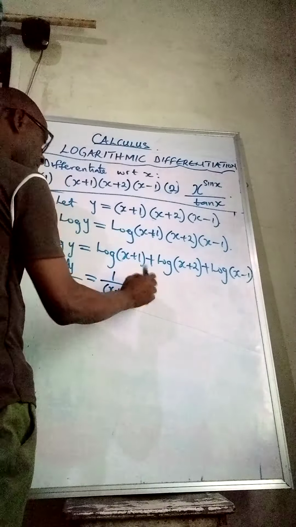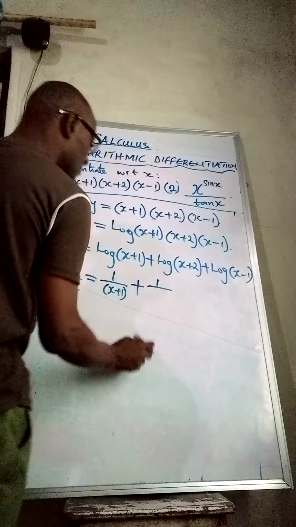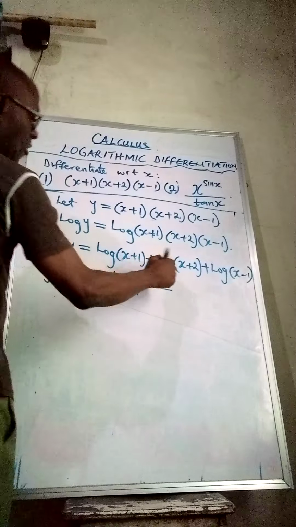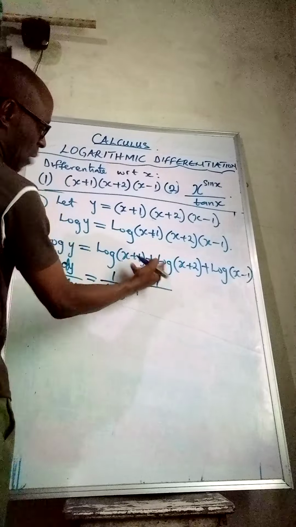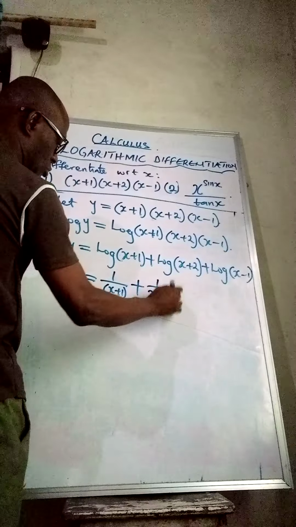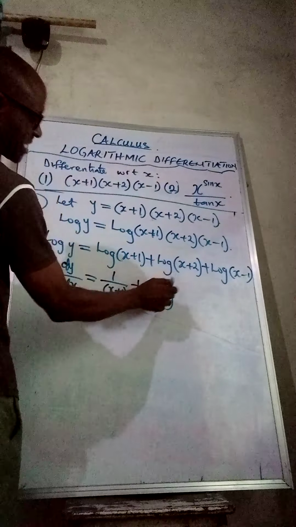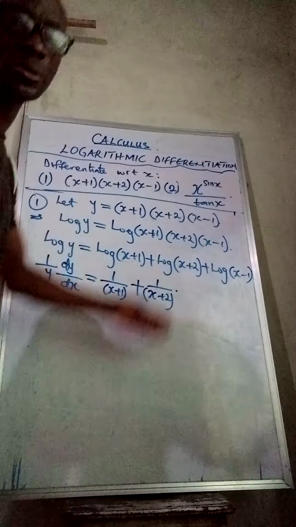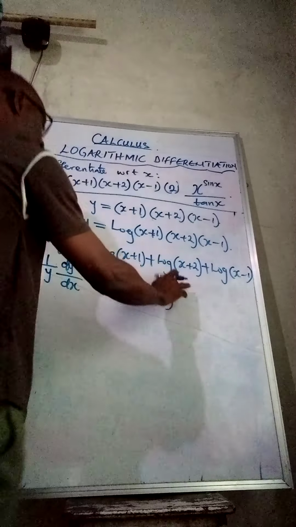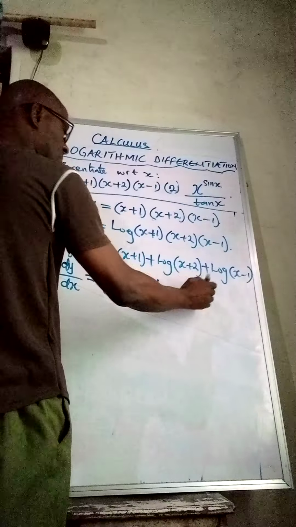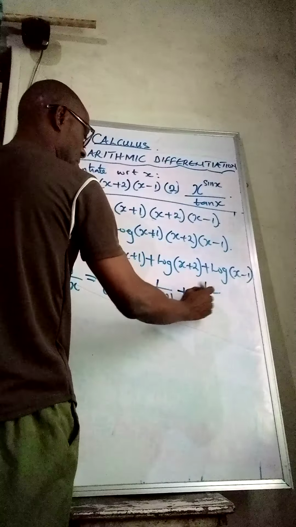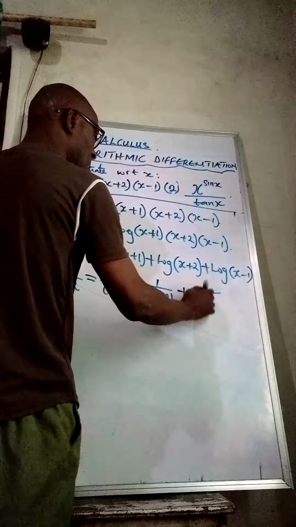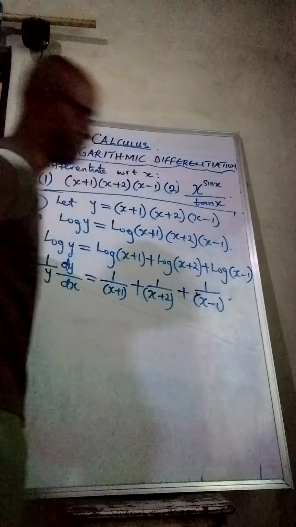Plus 1 over x plus 2. Sometimes you are supposed to differentiate x plus 2 also, but that will give us 1, so the result will not change. The same thing applies there. That's 1 over x minus 1.